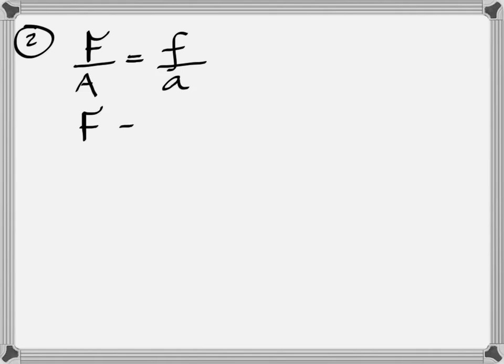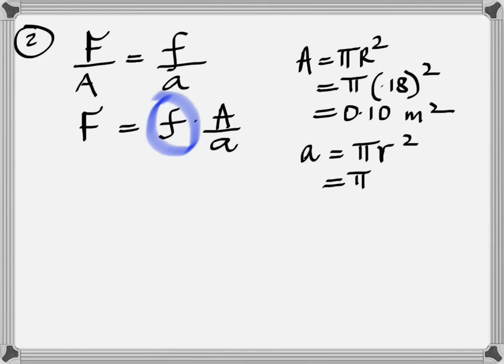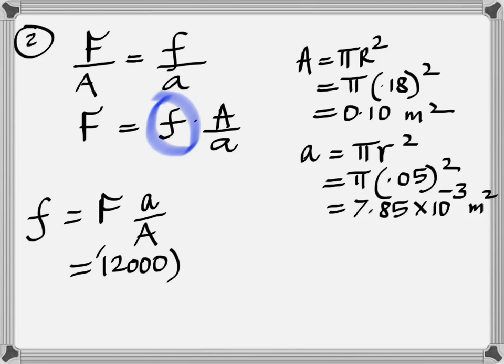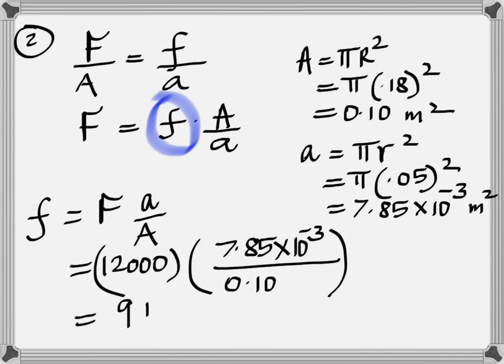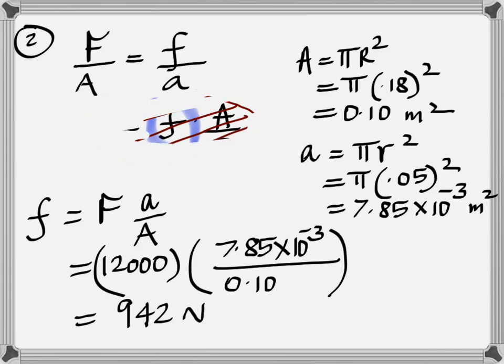This question is based on Pascal's principle. You're asked to find the smaller force, so you got to make that the subject. And the area of cross section is pi r squared for each one. On making force the subject, you get 942 newtons. But that was not required, so I'll rather take it out.